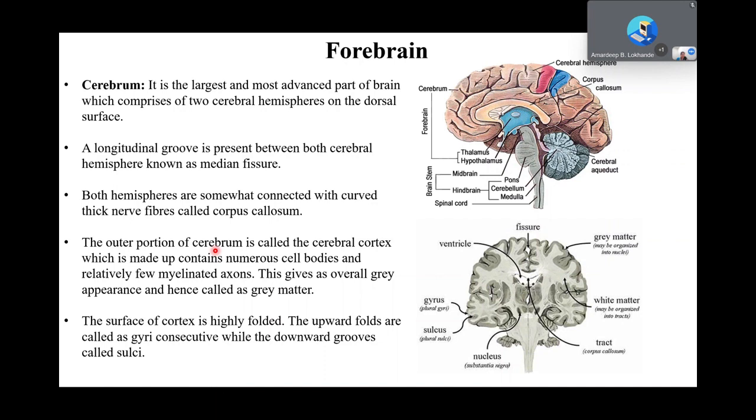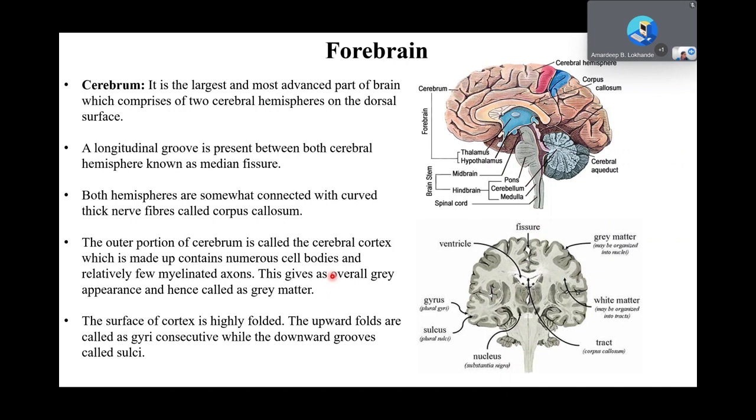To understand that better, what you are seeing here is one part of the hemisphere, and the other part of the hemisphere is towards you. Both of these are connected at this side, which is called the corpus callosum. And the fissure is this part, just in between the two hemispheres. The outer portion of the cerebrum is called the cerebral cortex.